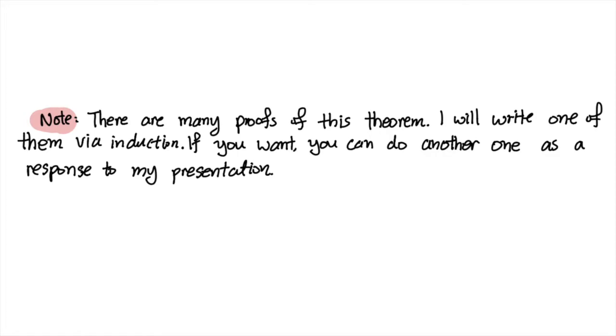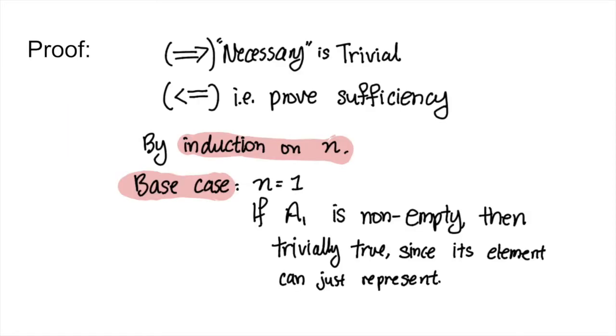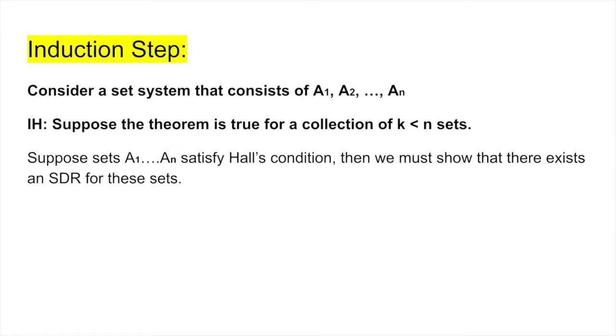There are many proofs of this theorem, so I will write one via induction. If you want, you can do another one as a response to my presentation. The forward direction is very trivial. Now I will prove the sufficiency condition by induction on n. Let's say the base case is 1. If A1 is non-empty, then it is trivially true, since one of its elements can just represent it.